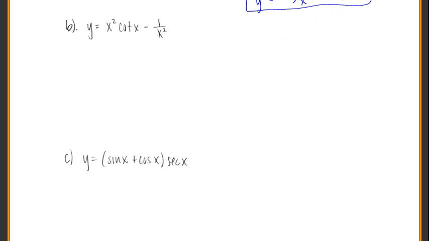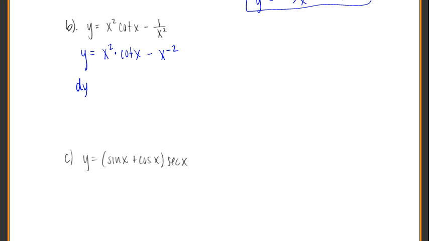In part B, we have y equals 2 and then, if you look here, you have our independent variable x in two different spots, connected through multiplication. So I want to write it as a product of x squared and cotangent x, so you have two parts there. And of course we'll write this one as x to the negative 2.